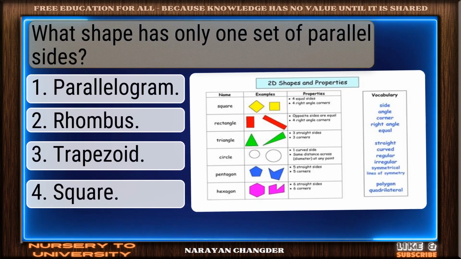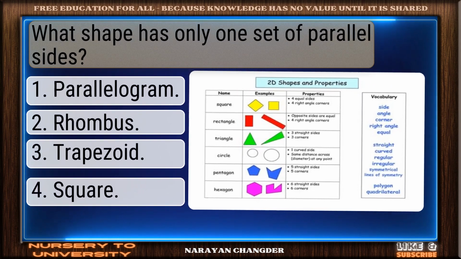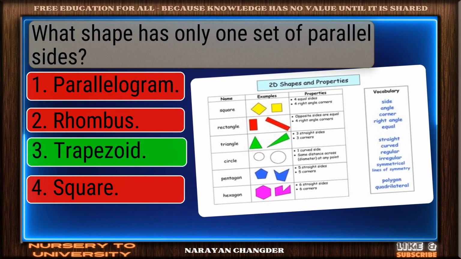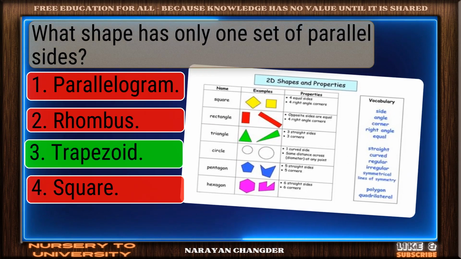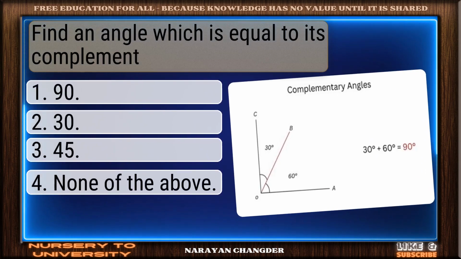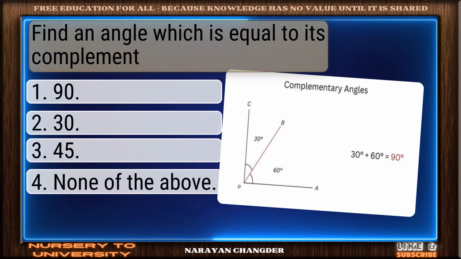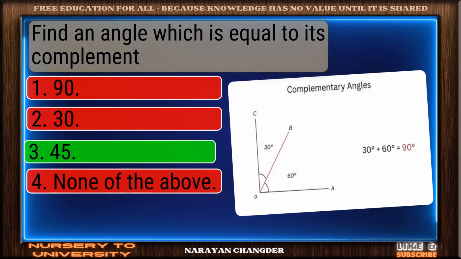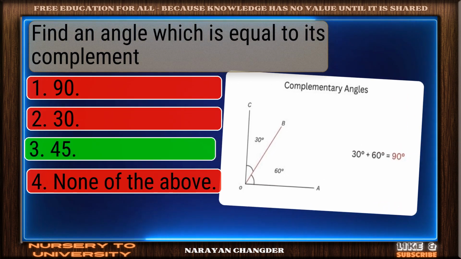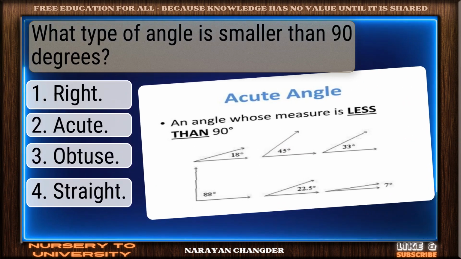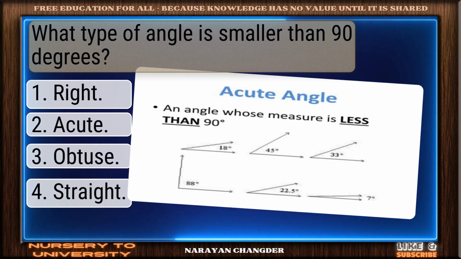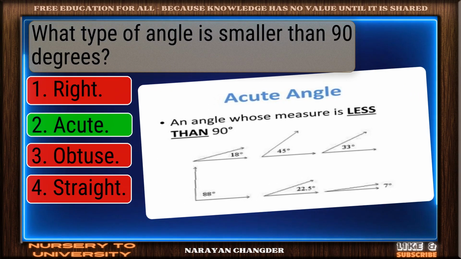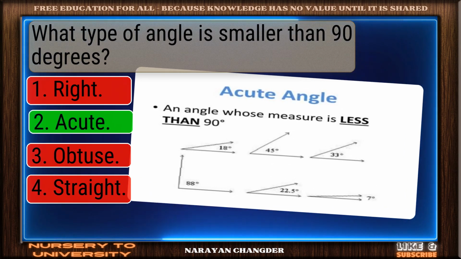Question number 202. What shape has only one set of parallel sides? On track. Trapezoid is the correct answer. Question number 203. Find an angle which is equal to its complement. Clear logic. Your choice 45 is sound and 100% true. Question number 204. What type of angle is smaller than 90 degrees? Sharp thinking. Acute is the right choice.